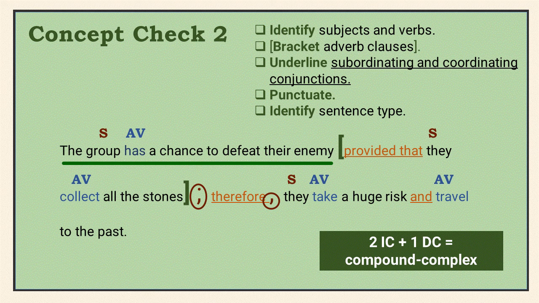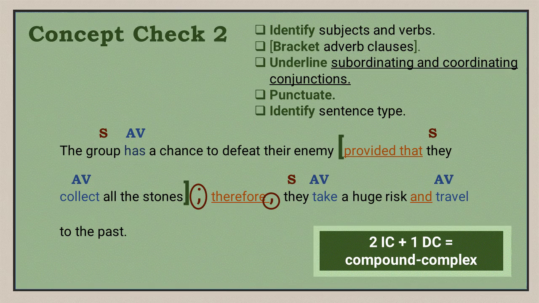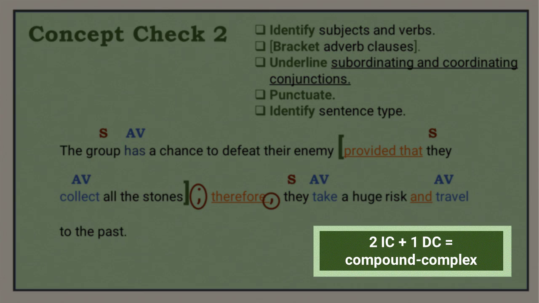An independent clause in the beginning, followed by an adverb clause that tells under what condition they have no chance. No comma, since the adverb clause follows the independent clause. Then we have a conjunctive adverb joining another independent clause, so we need the semicolon and the comma. 2 independent clauses and 1 dependent clause creates a compound complex sentence.